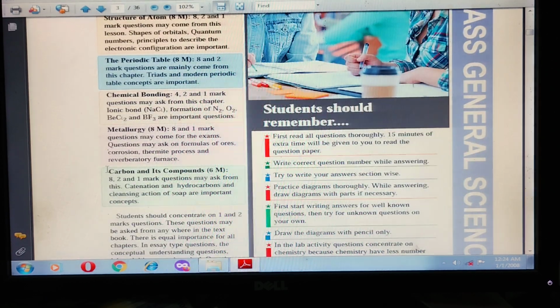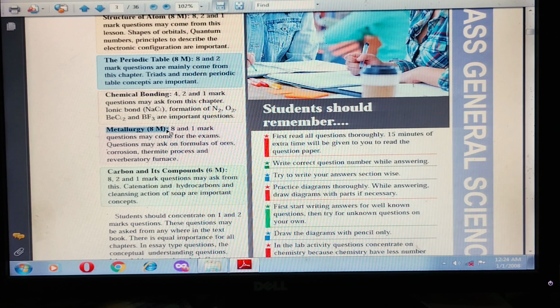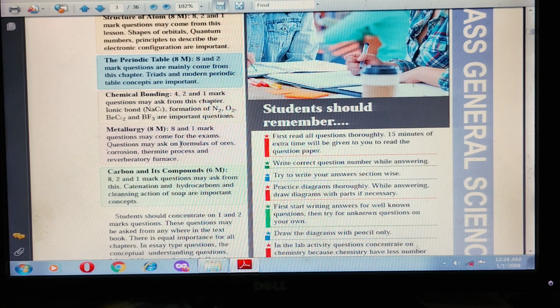Next, one more concept in chemistry is metallurgy. From metallurgy there is a chance of 8 marks, but in the pre-final examination they gave only 1 question for 1 mark. But here 8 marks or 1 mark questions may come in the exams. Questions may ask on formulas of ores. For example, hematite, bauxite, these ore formulas students have to learn. In TQ questions those are there.